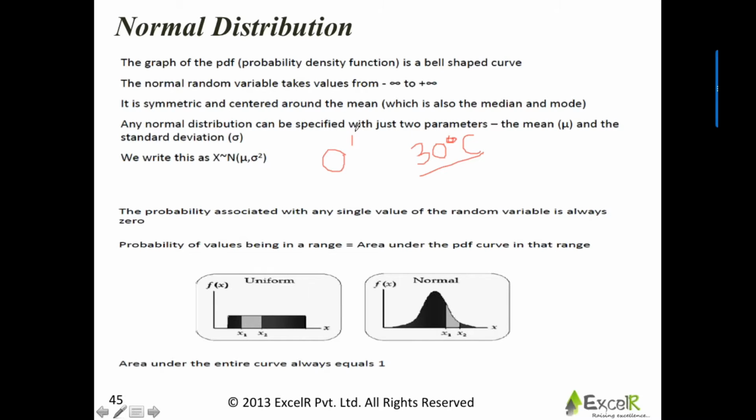It can never be exactly 30 degrees. You always have to represent a range. You always give a range. Probably you will say that the temperature can be anywhere between 10 degrees Celsius to 35 degrees Celsius. Now, for this range, you can have a probability associated. But the probability associated with a single number is always 0. Remember that. That is what this point says.